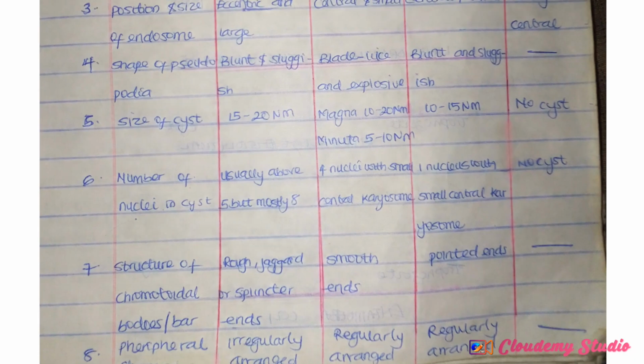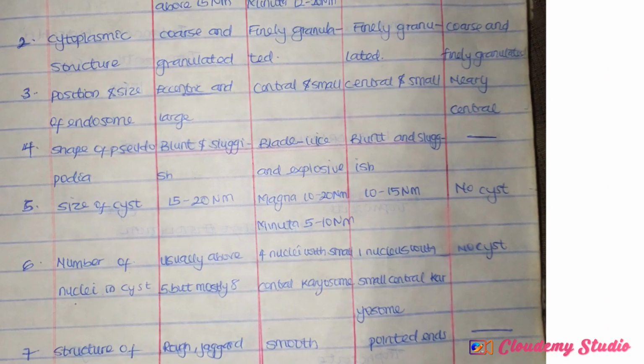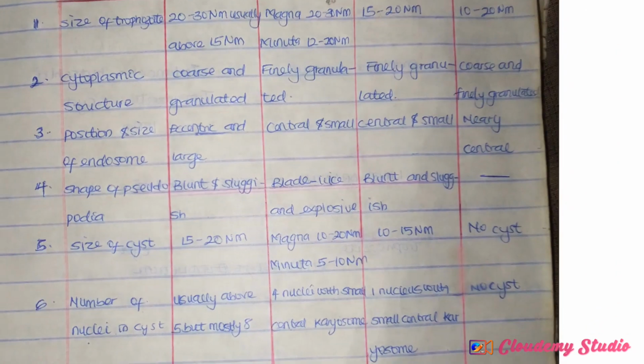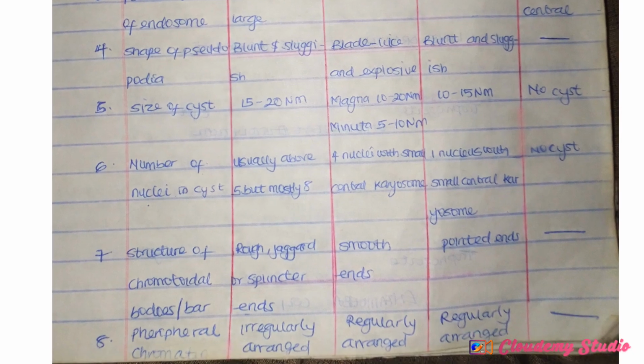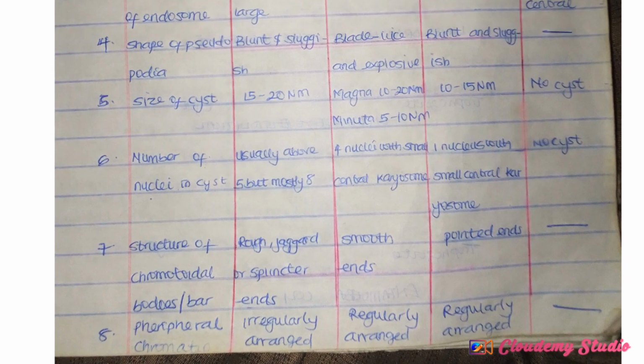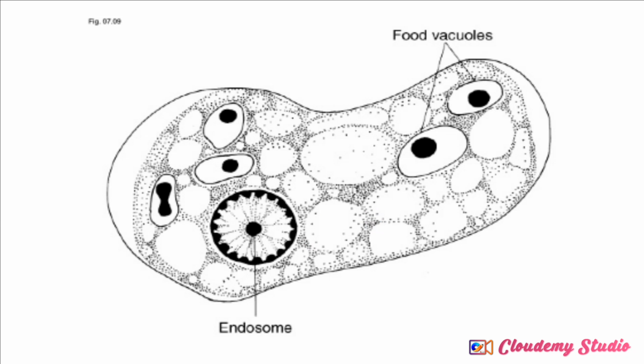The size of cyst. The Entamoeba polecki and gingivalis have no cyst. They have no cyst. Are you getting that? And the number of nuclei. Now look at this. Very, very important. The number of nuclei. Usually above 5 and mostly 8 for this one. This one is 4. This one is only 1, and this one has no cyst. Now look at this. This one has only 1 nucleus.